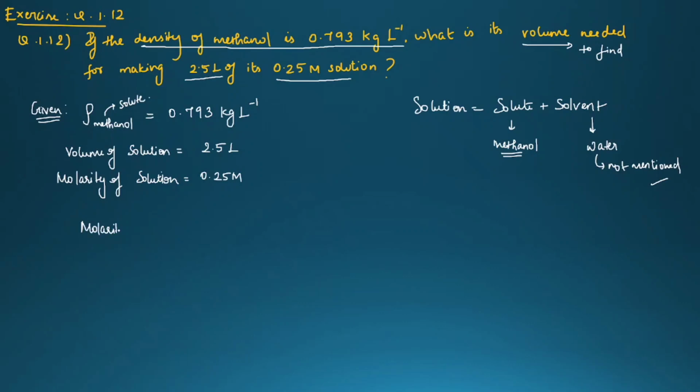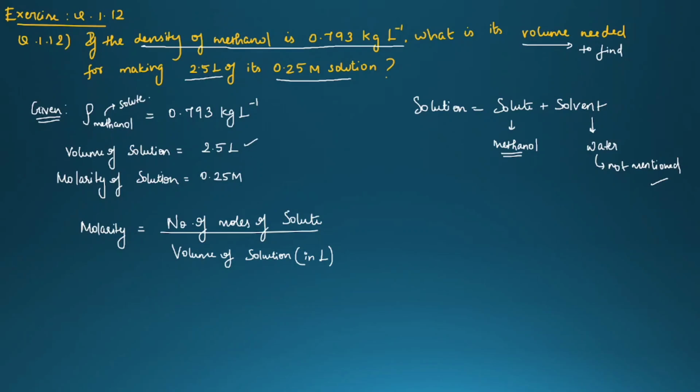So let's write the molarity formula. Molarity is nothing but the number of moles of solute, here it is methanol, divided by the volume of the solution in liters. We know the volume of solution, but we don't know the number of moles of solute. So let's think how we can calculate the number of moles of solute. Number of moles can be calculated by the formula mass by molar mass.